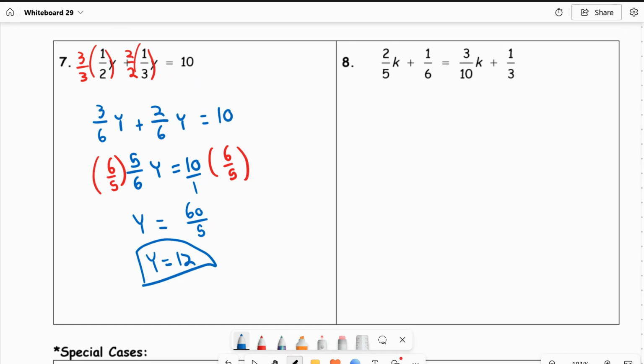Once again, try number 8 on your own. It's a very similar process, but in number 8, you will have to subtract your fractions.